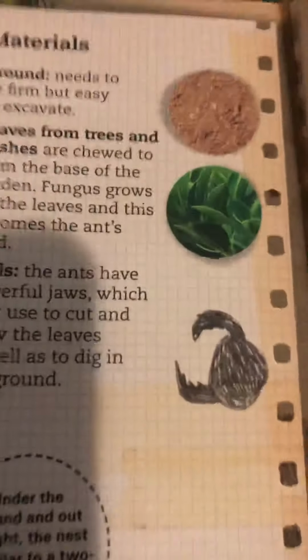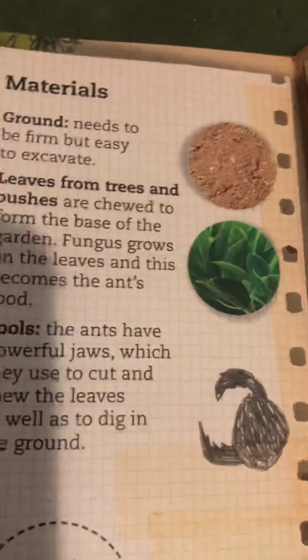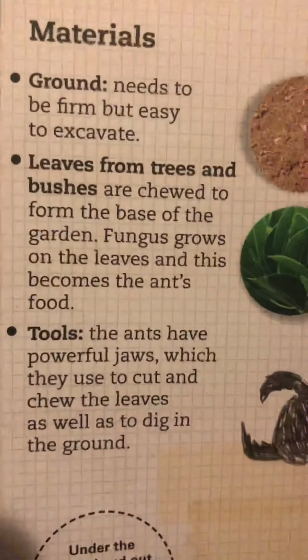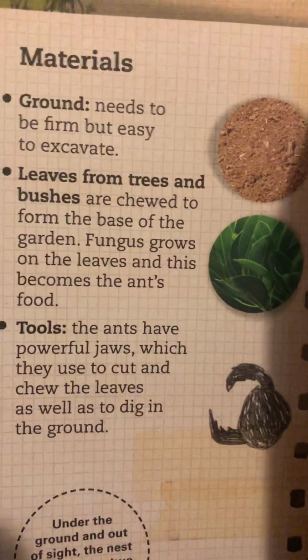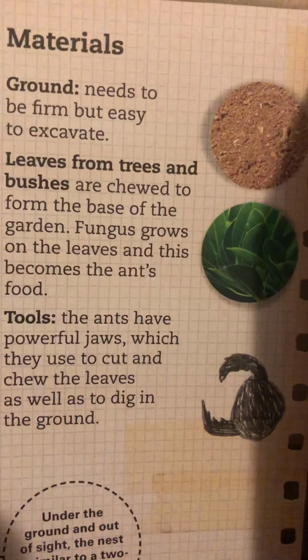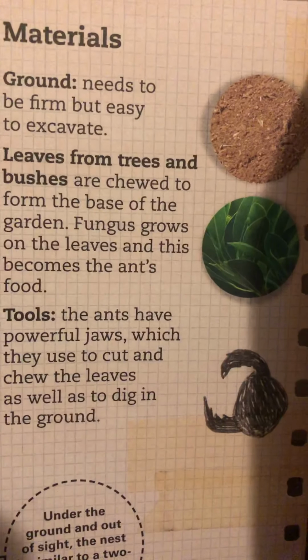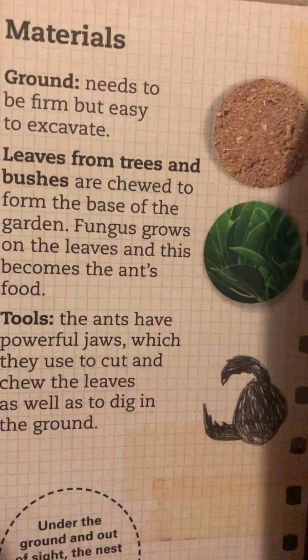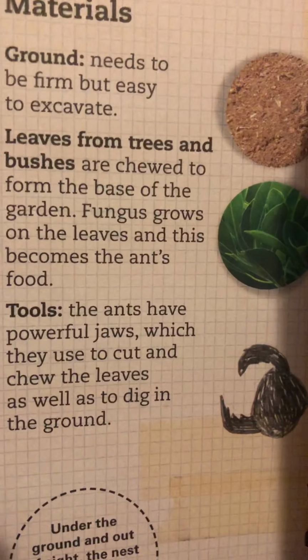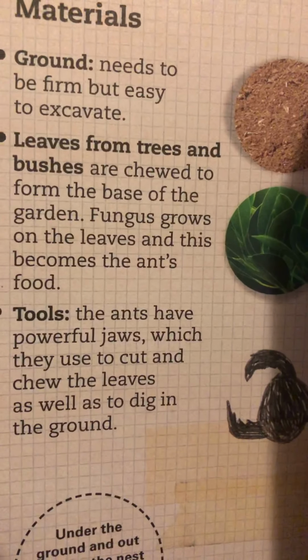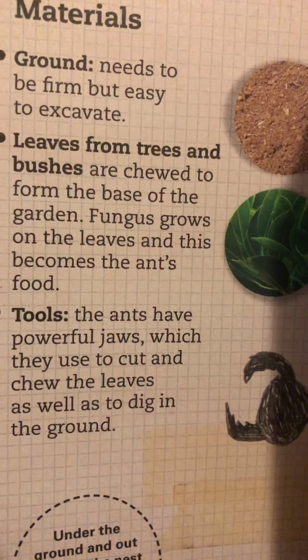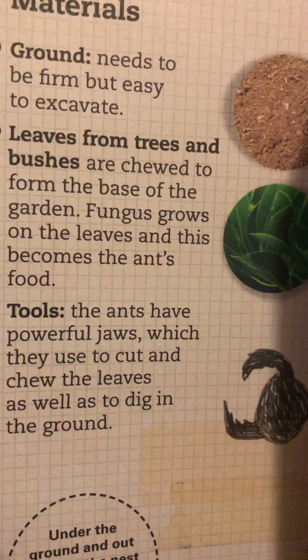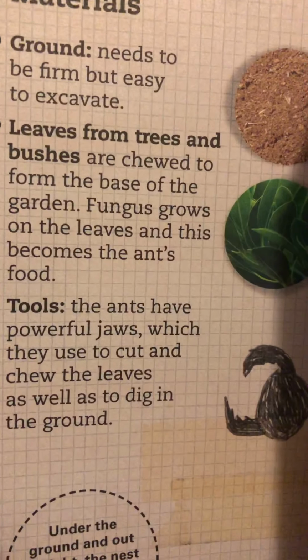Okay, here are materials that they use to build their nest. Remember, you have to have your materials. Let's see what we can look at here. So, sorry for the wiggle. The ground needs to be firm but easy to excavate. They have to have leaves from trees and bushes that are chewed to form the base of the garden. Fungus grows on the leaves and becomes the ants' food. Their tools are the ants' powerful jaws, which they use to cut and chew the leaves, as well as to dig in the ground.